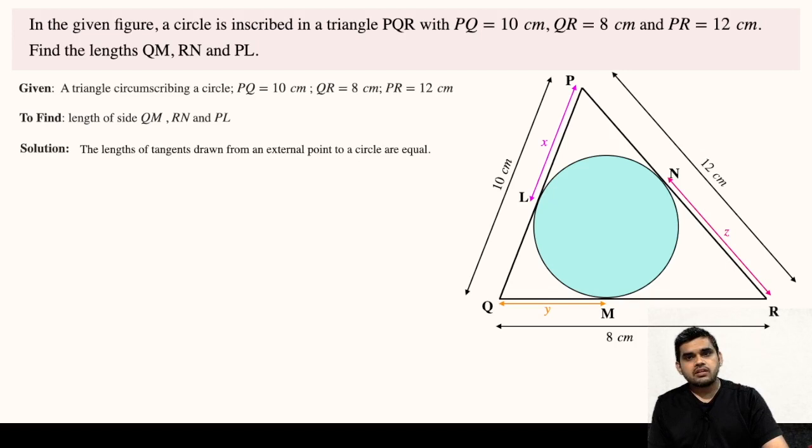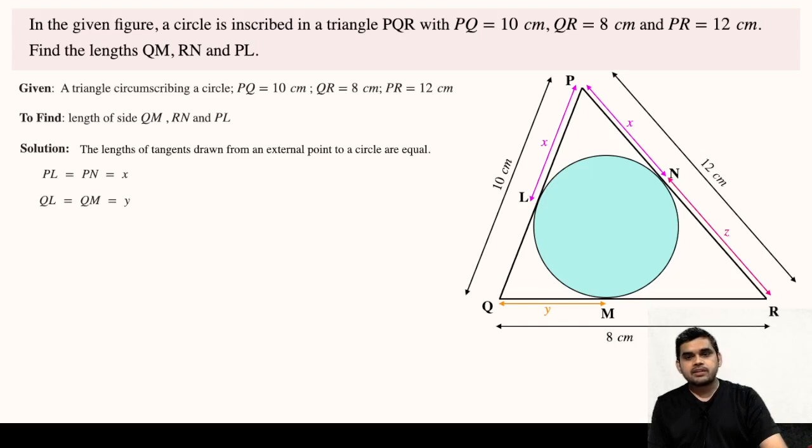So first of all, recall a theorem that if we have an external point and two tangents are drawn to a circle from that external point, then the length of the tangents will be equal. So using this theorem, we can write PL is equal to PN, and that is equal to X. Why? Because P is that external point and PL and PN will be the two tangents. So their measure must be equal according to the theorem. So let us mark PN as X in the figure.